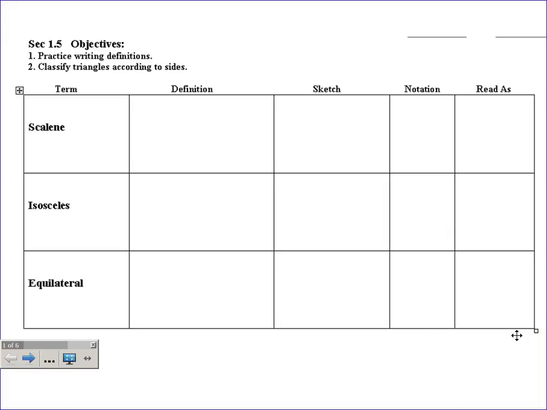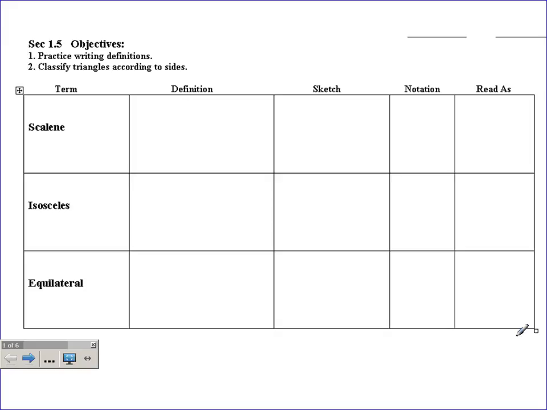All right, today again we are talking about being able to classify triangles, specifically triangles by their sides. We'll also talk about angles just a little tiny bit. So everyone has notes in front of them, is that right? Okay, so here we go.